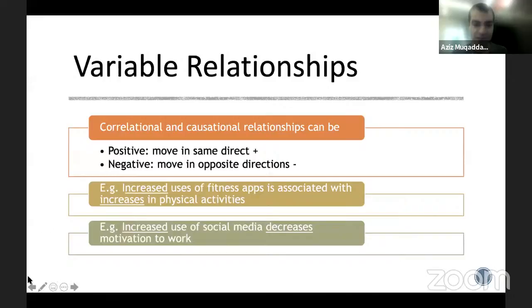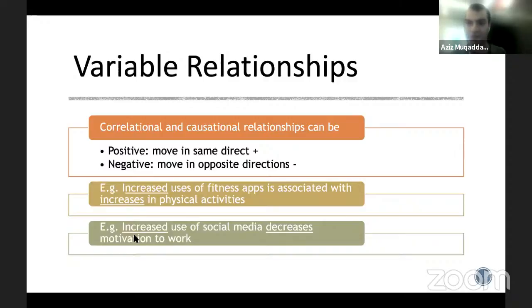Here I'm giving an example: increased use of social media, increased motivation to work. And by the way, when we say negative relationship, it doesn't mean negative in a moral or a social sense. Negative means it decreases the other thing. It's not like it's a negative outcome.